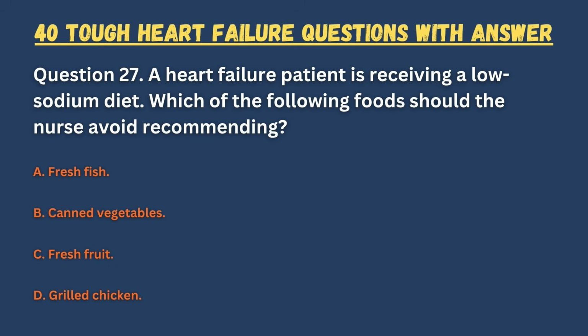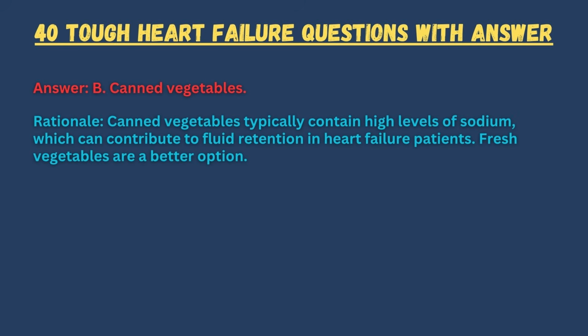Question 27. A heart failure patient is receiving a low-sodium diet. Which of the following foods should the nurse avoid recommending? A. Fresh fish. B. Canned vegetables. C. Fresh fruit. D. Grilled chicken. Answer: B. Canned vegetables. Rationale: Canned vegetables typically contain high levels of sodium, which can contribute to fluid retention in heart failure patients. Fresh vegetables are a better option.